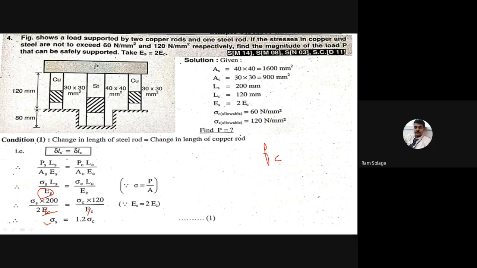Previously we got the relation PS is equal to something into PC, but we have converted it. Instead of PS we are taking sigma S, and instead of PC we are putting the value of sigma C. We can use PS, PC also, no problem. We can put sigma S, sigma C, there is also no problem. Why in this problem are we taking sigma C and sigma S? Because they are giving the values of sigma S and sigma C. Correct? Equation number 1. Up to this, equation number 1 is over. Write down up to equation number 1.